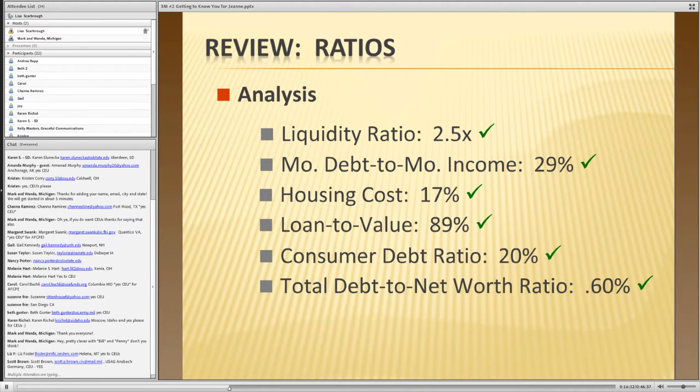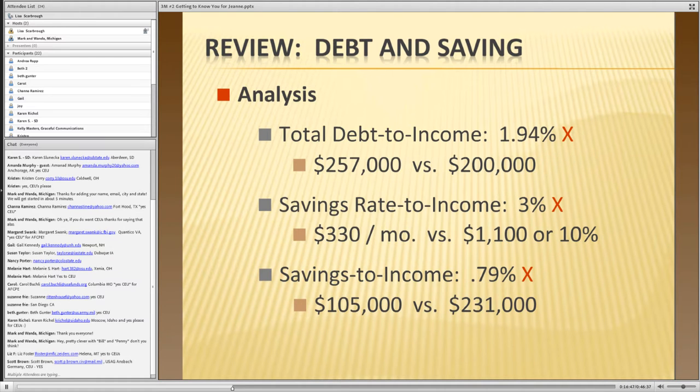Liquidity ratio, yeah, not bad. Monthly debt to monthly income ratio, within normal limits. Housing costs, within normal limits. Loan to value, consumer debt ratio, total debt to net worth ratio, all good. What's the problem with Bill and Penny? Well, here it is. The total debt to income. They have $257,000. Had they been working on reducing debt, arguably it should be closer to $200,000.